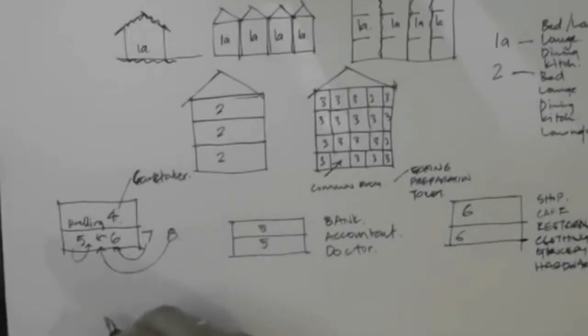Class 7, basically, there's 2 types of 7. There's the 7A and the 7B.